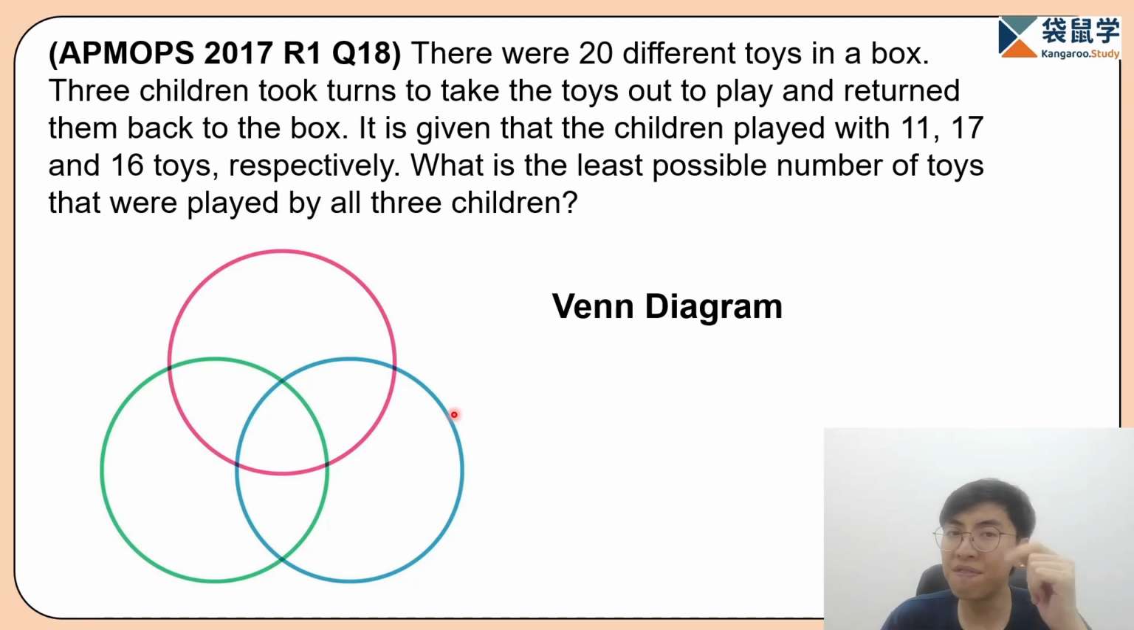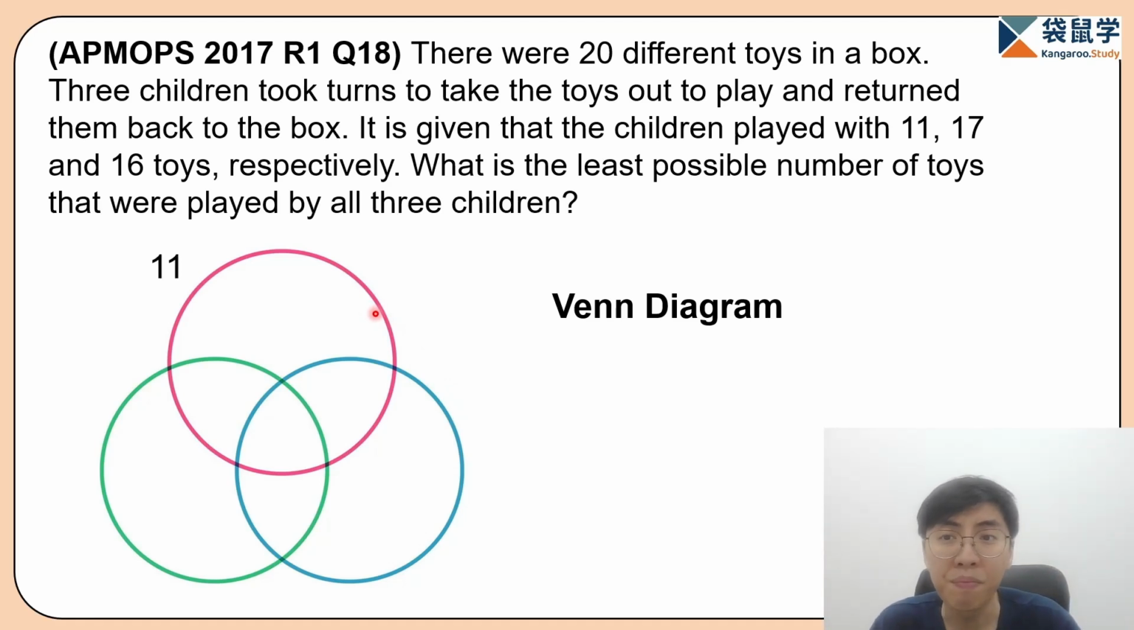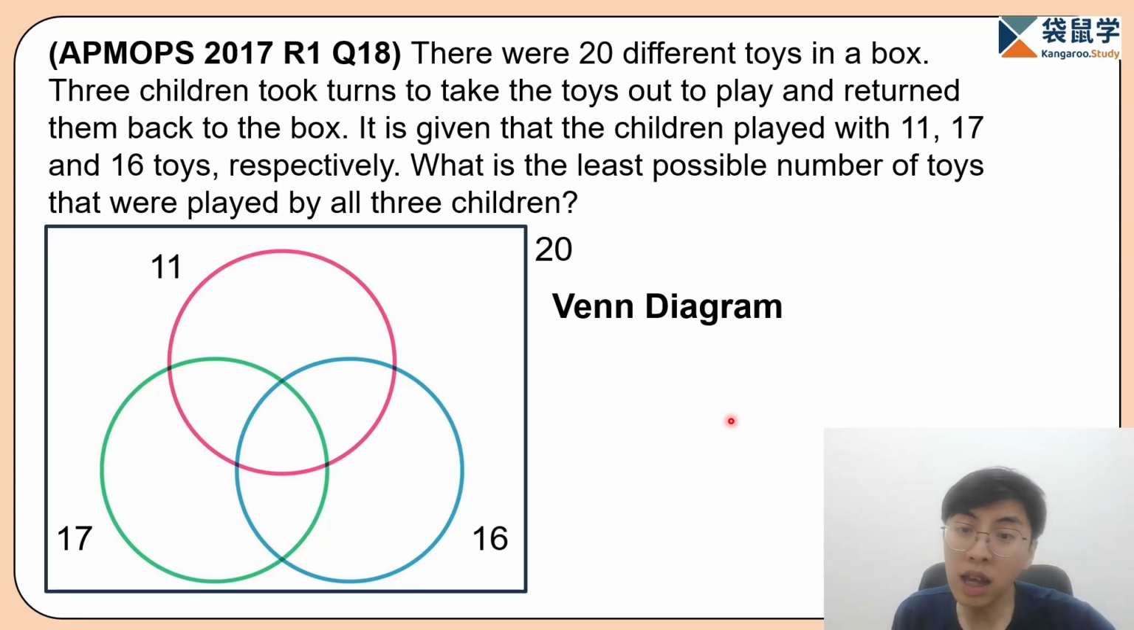So with that being said, now what do we know? It is given that the first child, let's say this one, played with 11 of them, and that means this part is 11. What about the second one? 17. And the third one on the right side, 16. And now we know that in total, how many toys are there? There are a total of 20 toys.